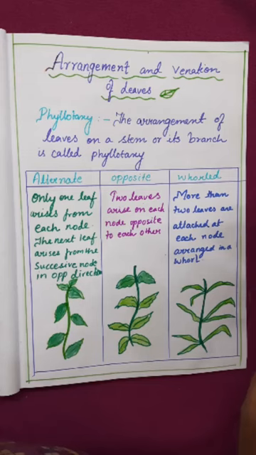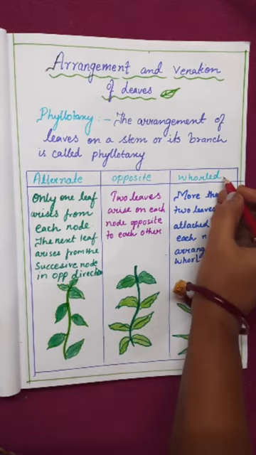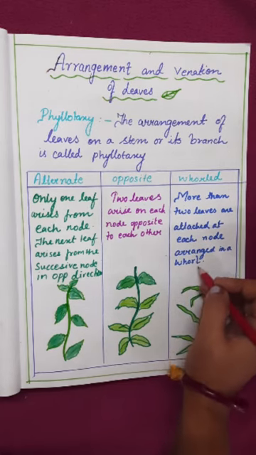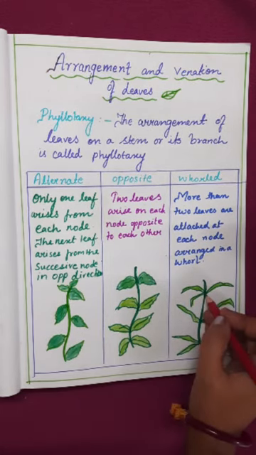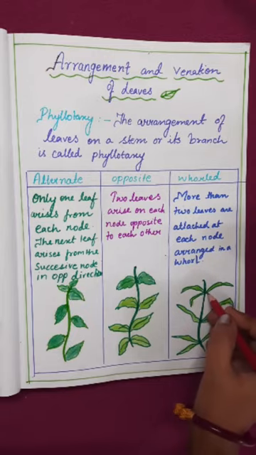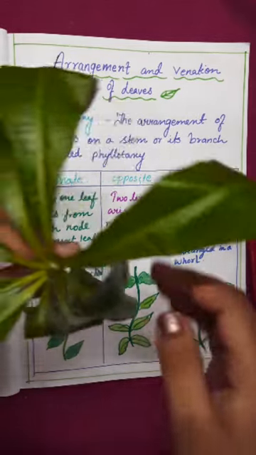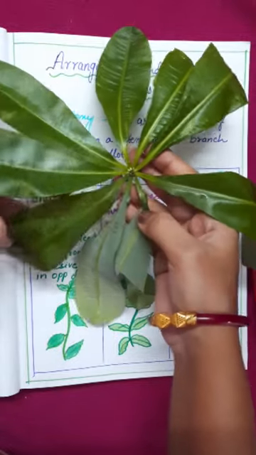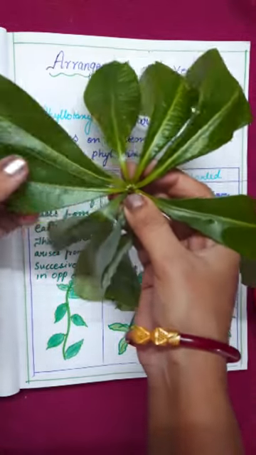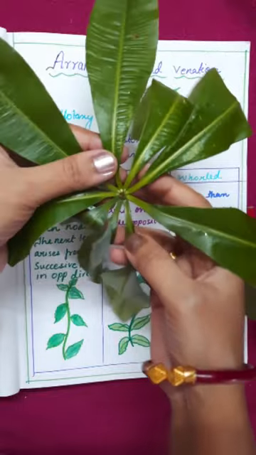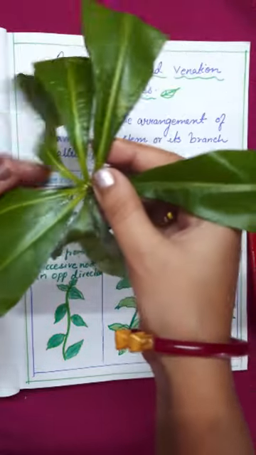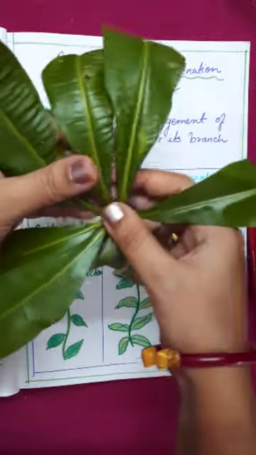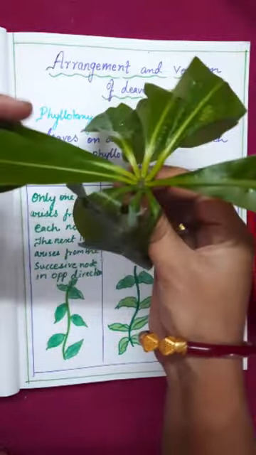The last arrangement of the leaves is called the whorled arrangement. Here more than two leaves are attached at each node and arranged in the form of a whorl. See, from one single node there are different leaves which are attached. If I show you an example, this is an example of a whorl type of arrangement. See, from a common node there are so many leaves coming out. Here in this example there are 1, 2, 3, 4, 5, 6, 7, 8, 9. There are 9 different leaves coming from a single node.